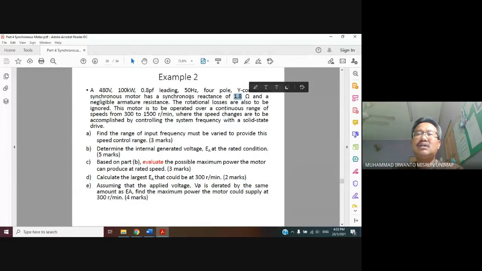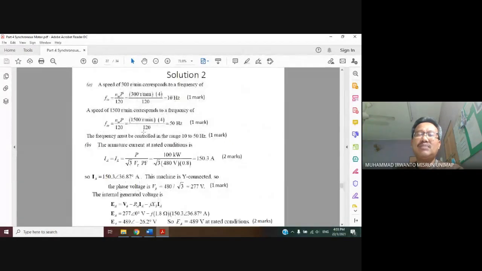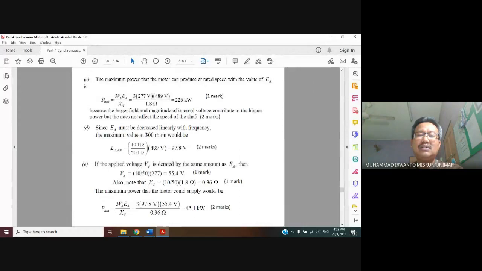XS is for the synchronous speed 1500. So for 300, we can use the comparison, the same comparison as before. XS is equal to 1/5 multiply 1.8 ohm. We obtain 0.36. So we can find the maximum power when the synchronous motor operates for the rotor speed of 300.